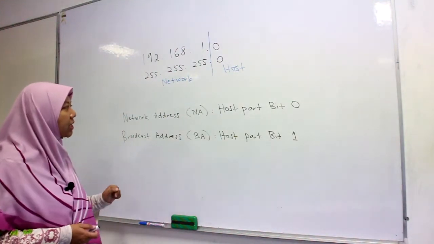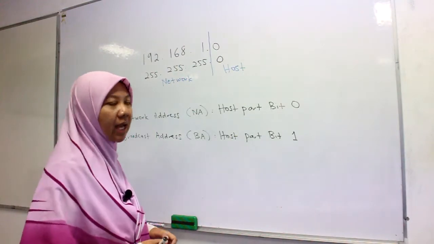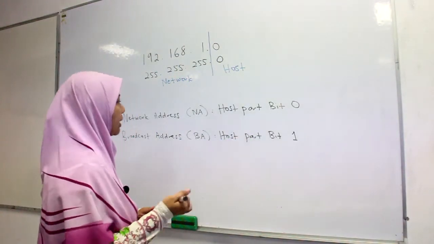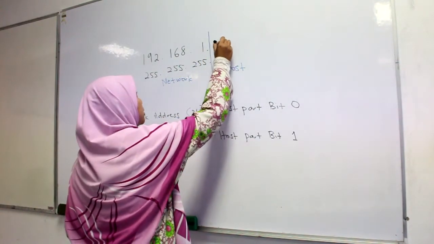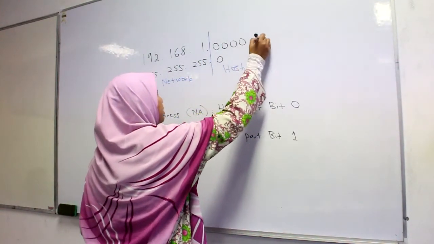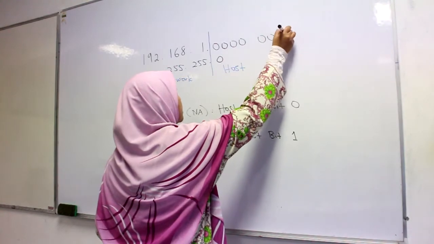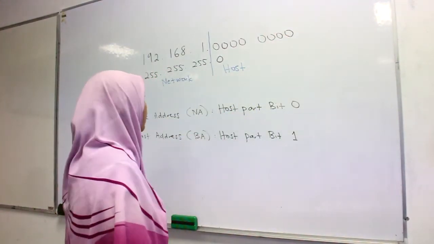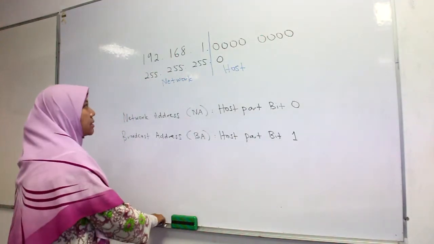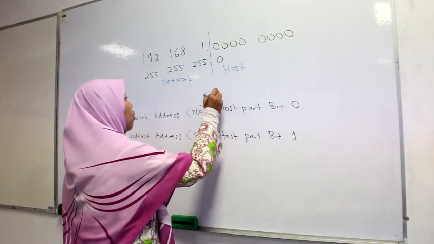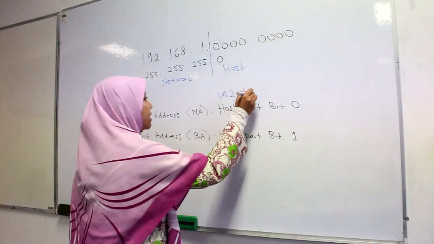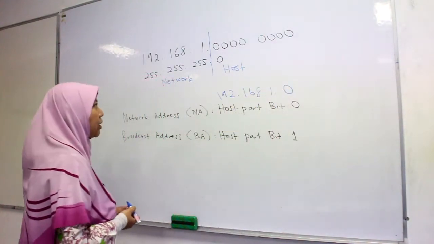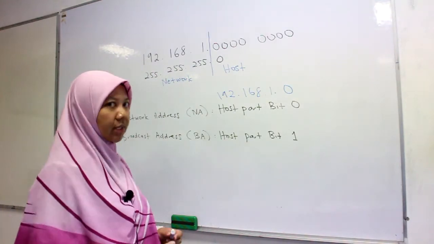Okay, now let's figure out what is the network address for this IP address. Okay, the host part should be 0. So this is in binary format. Everything is 0. When you convert it back to decimal format, so our network address is 192.168.1.0. Okay, how about broadcast address?